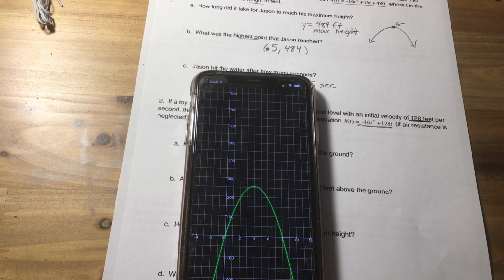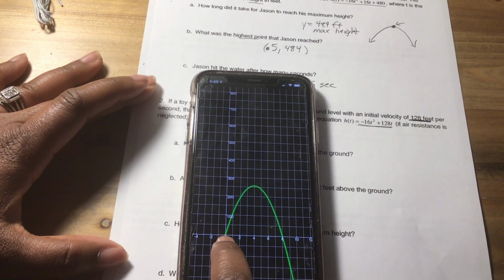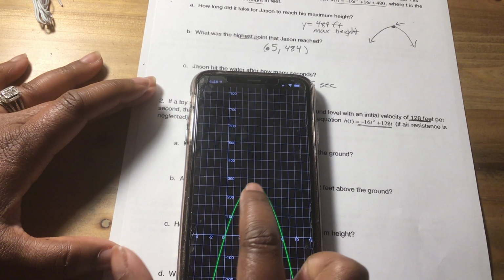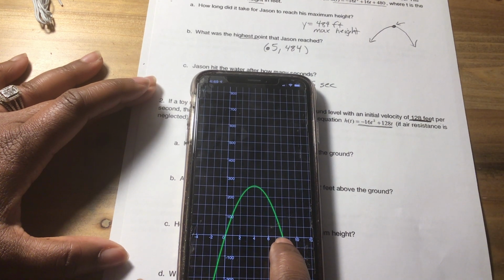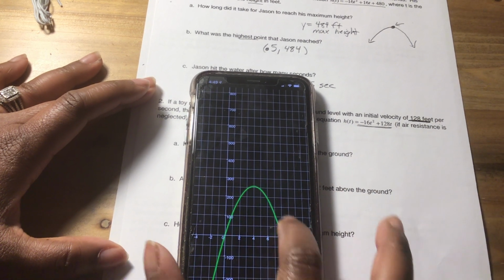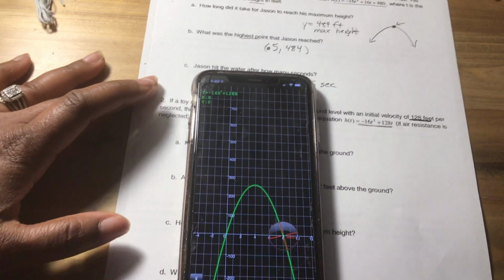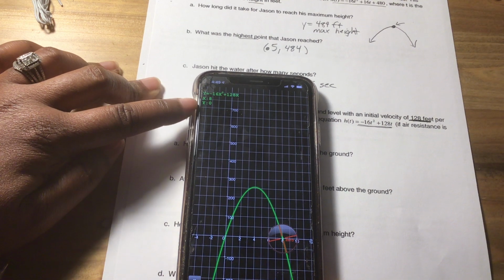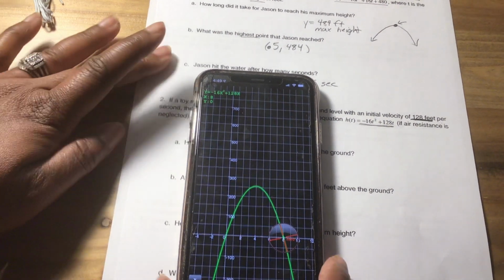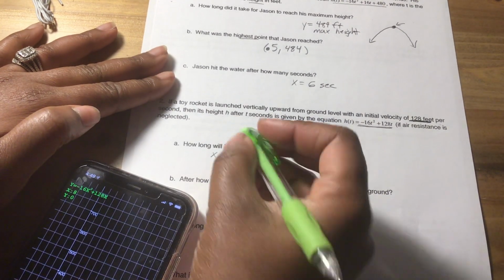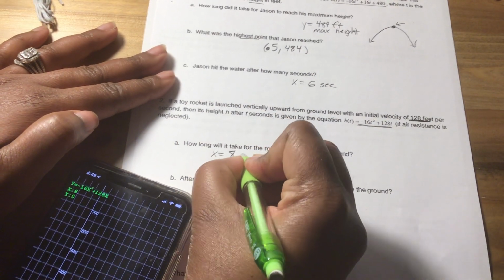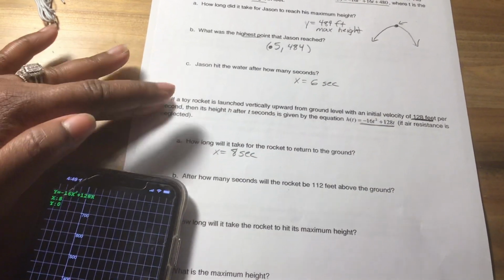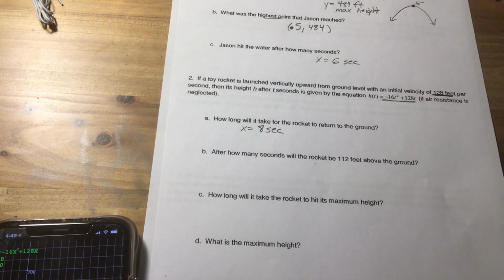Again, we see that it starts at the ground, and what we're looking for is the second time that it hits the ground, or returns back to the ground. So I can click on that and you can see the answer in the corner. X is 8 seconds and Y is 0. So that's when it hits the ground. The height is 0. So we got 8 seconds here as our answer.